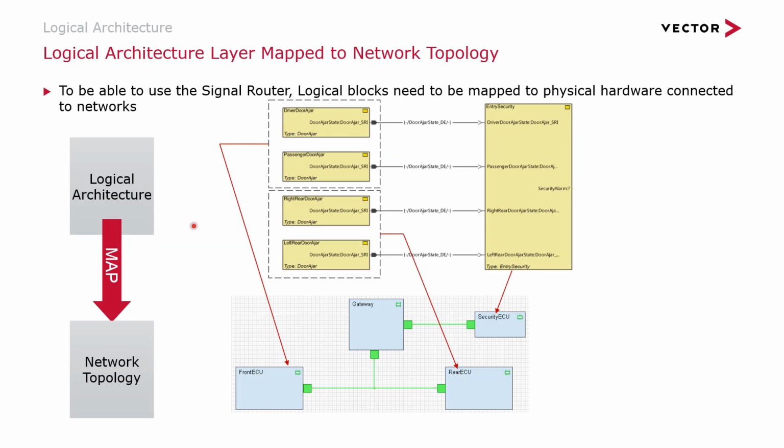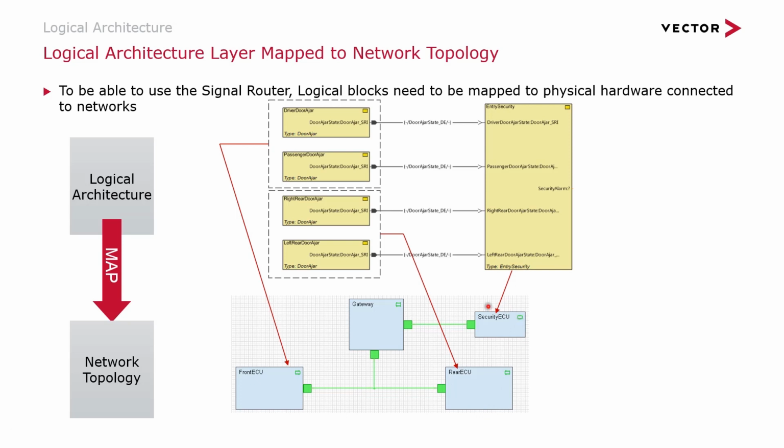So the next step, and again I'm now alluding to what's going to happen when you want to use the signal router, assuming now that there's no use of a software layer, these logical blocks can be mapped onto a physical network topology. So you can have, for instance, these two logical functions, driver door ajar and passenger door ajar, mapped onto a physical ECU that I just called front ECU in this case. And these two logical functions, called right rear door and left rear door ajar, mapped to a rear ECU.